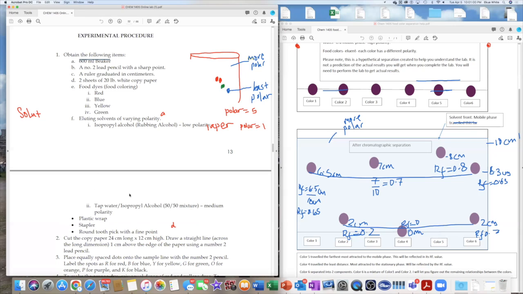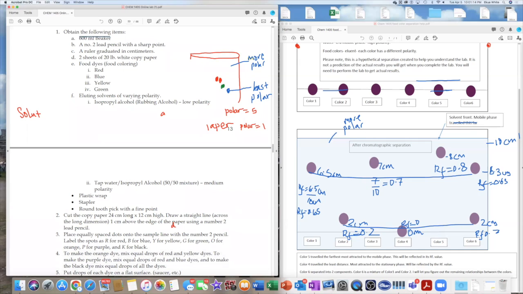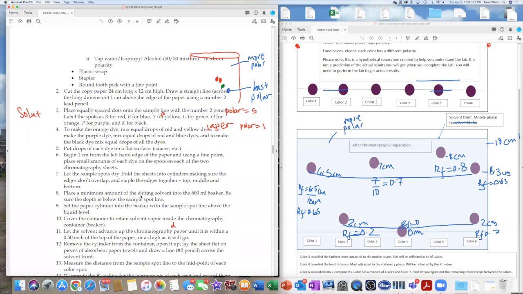Technically, the color should separate more here because the difference in the polarity between the mobile phase and the stationary phase will be much bigger. So you should see bigger values, right? Larger RF values, because the colors will travel more. Okay. But yeah, this is the gist of the lab.